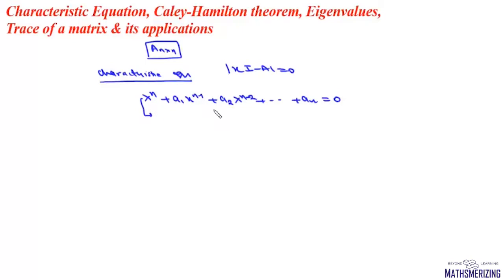So if we find the roots of this nth degree polynomial, suppose the roots are lambda 1, lambda 2, lambda 3 and lambda n. These roots are called eigenvalues.